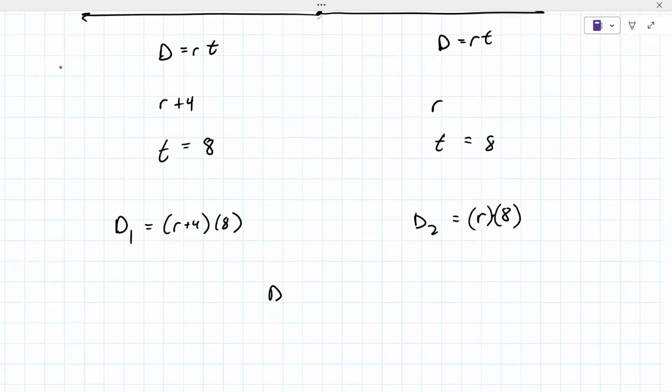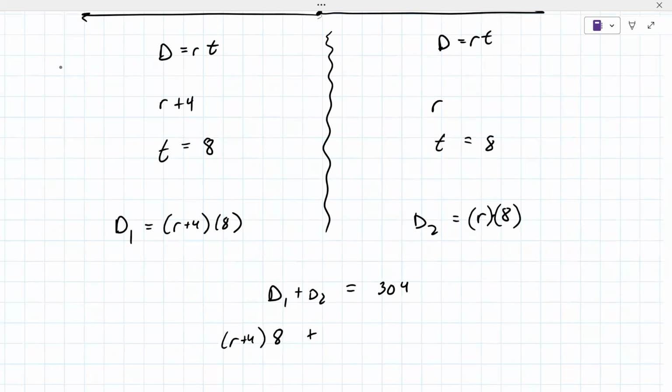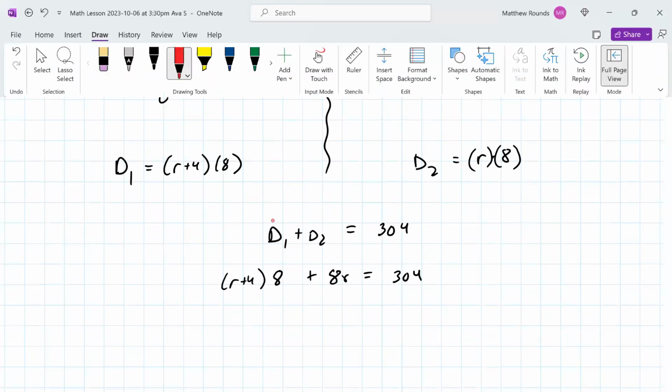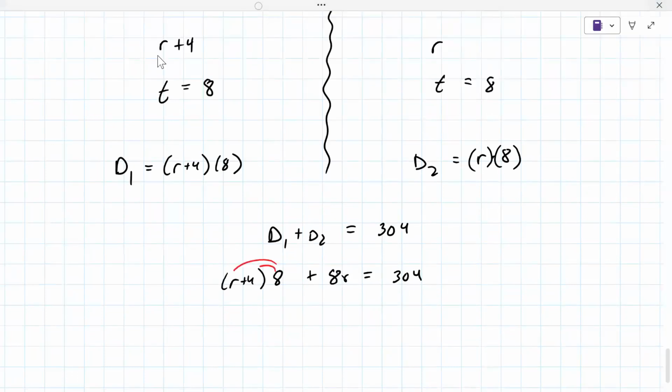So D1 plus D2. What you do is work on the scenarios separately, and then something combines them together. The two distances together are 304. So you write R plus 4 times 8 plus 8R equals 304. Notice you're down to one single variable, which is very nice. We're going to distribute that 8 into both. So that's 8R plus 32 plus 8R equals 304.